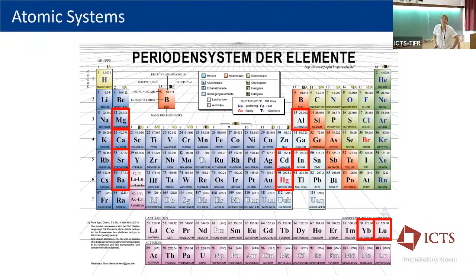Sorry, what? Gadolinium. I never heard about that actually. Who? Gallium.